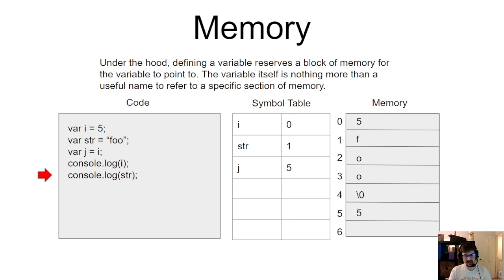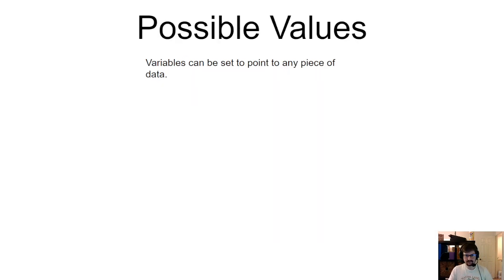When we get to the string, the browser says, okay, let me look up str in the symbol table. It picks up memory location 1, and then starts printing until it hits 4, hits the null termination, it's done. And again, JavaScript handles all that for you. You will never need to worry about that with JavaScript, but it's just kind of interesting to see.